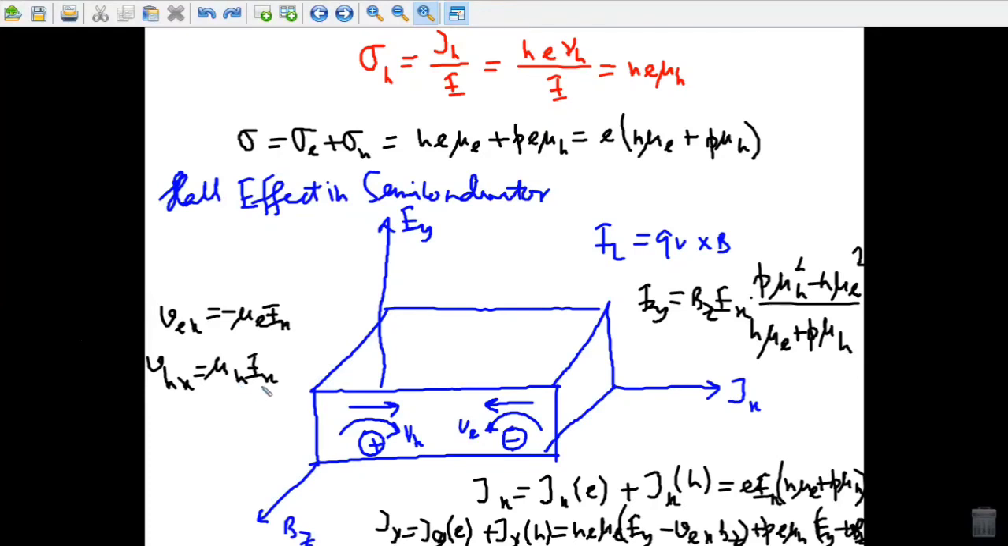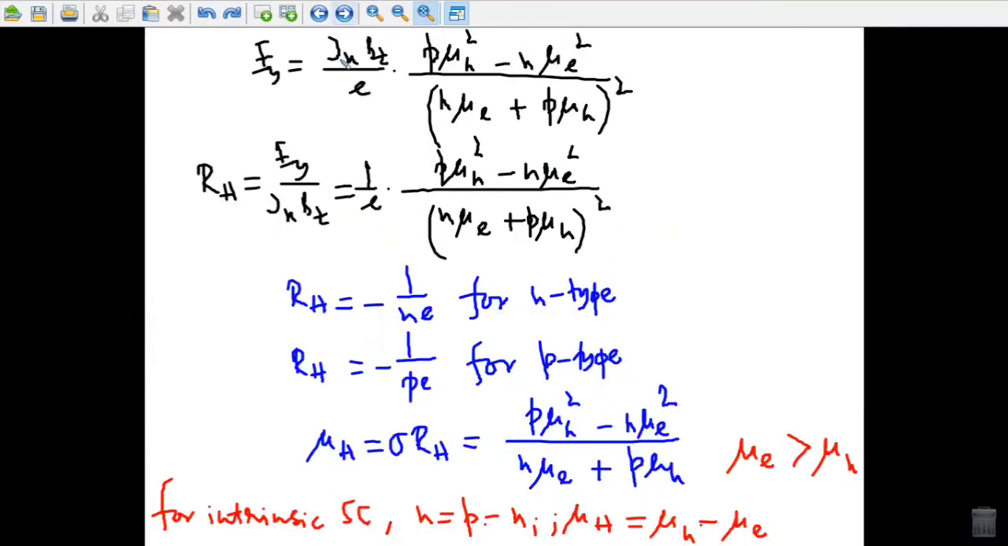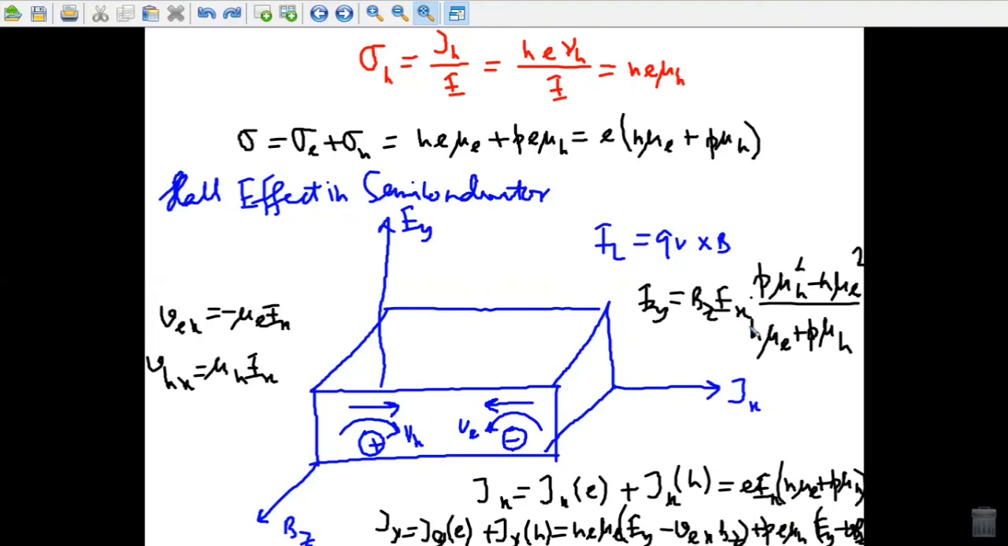Since the charges are not allowed to flow along the y direction, the current Jy vanishes. Therefore, setting Jy equal to 0 in the earlier equation, and substituting the values of Vex and Vhx from the equations, we obtain Ey is equal to Bz Ex times (P mu H square minus N mu E square) divided by (N mu E plus P mu H).